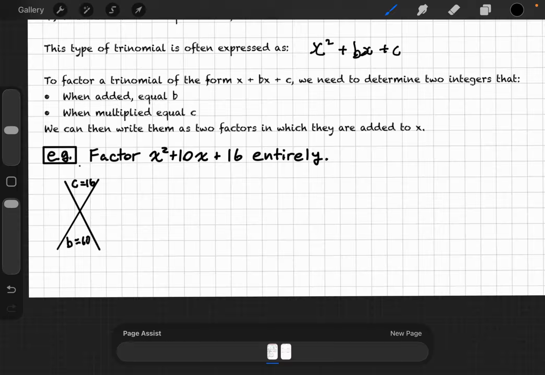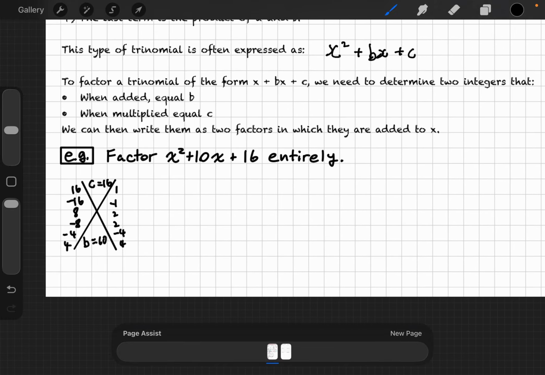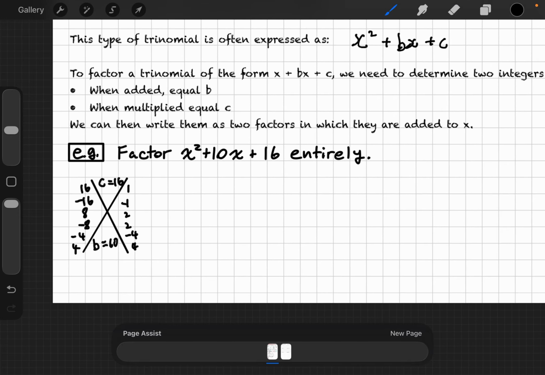Here we write out the factors of 16. 16 and 1. Negative 16 and negative 1. 8 and 2. Negative 8 and negative 2. Negative 4 and negative 4, and 4 and 4. All right, so we have written out the factors of 16. Now we just need to figure out which pair adds to 10 as well.